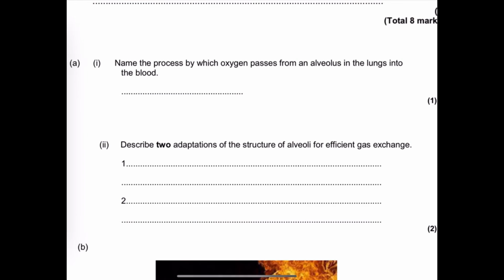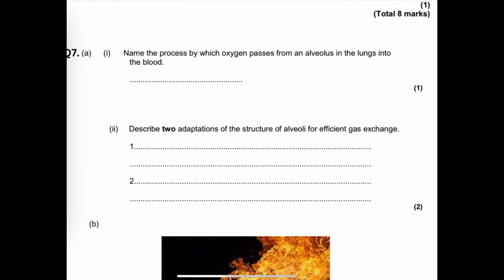So question 7. Name the process by which oxygen passes from the alveolus in the lungs into the blood. This is just called simple diffusion.